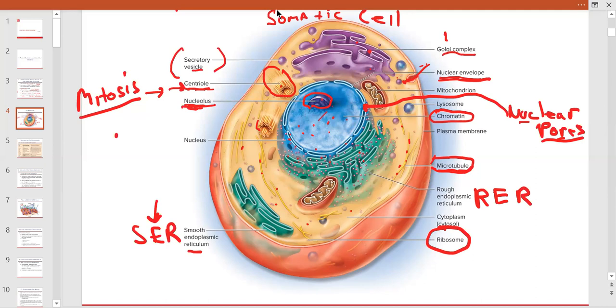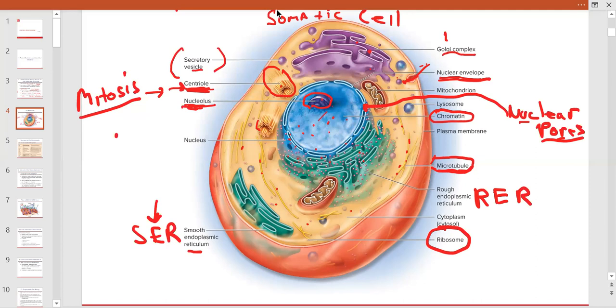This is not a brain cell. It could be. The brain cell has a lot of these parts, but doesn't have so much centriole because brain cells don't really undergo mitosis that much. I think I mentioned when we talked about tissue that the most mitotic tissue is epithelial tissue. The least is probably brain tissue or nervous tissue. And cardiac muscle is not so great either when it comes to regenerating through mitosis.